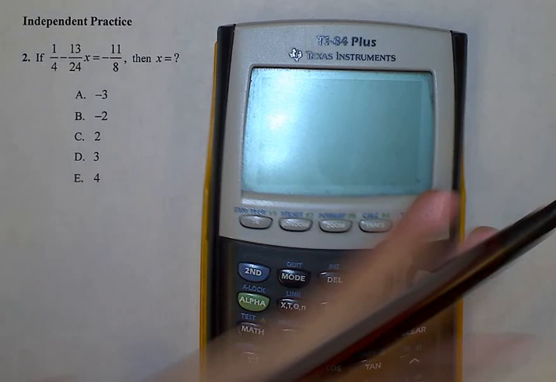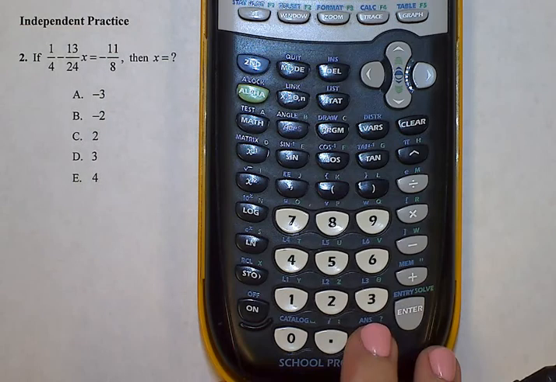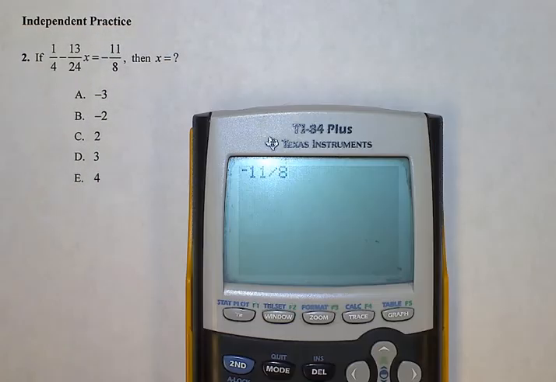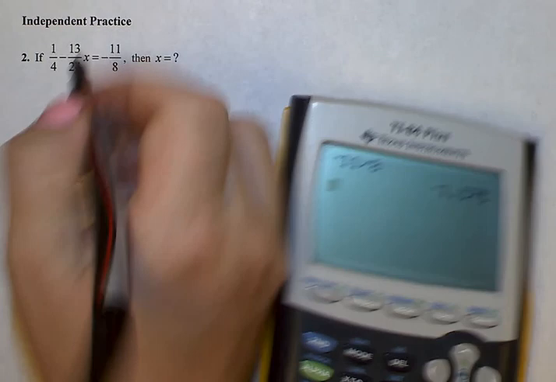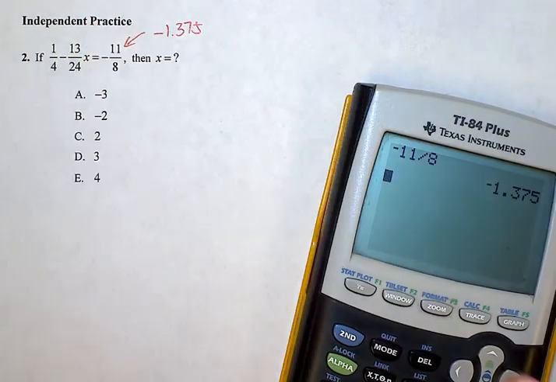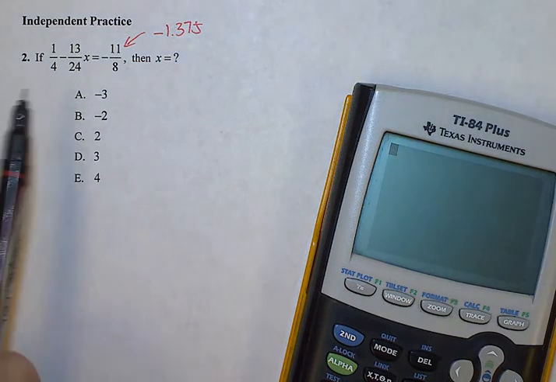Notice there is a negative. The negative can be found on the calculator below the 3. So negative 11 divided by 8 is equivalent to negative 1.375. Again, I could solve this using algebra, but it's going to be easier to use a calculator.